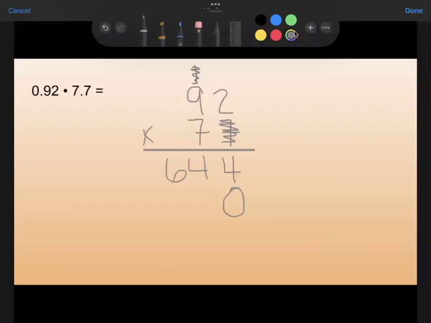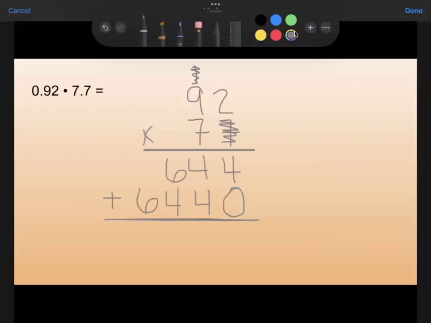2 times 7 is 14. And what you may have noticed here is now I'm multiplying by 7 again. So since I'm multiplying 92 by 7 again, I should end up with the same 644. It's just going to be moved over one place value. So I could go ahead and put the 4 here, the 4 here, and the 6 here.